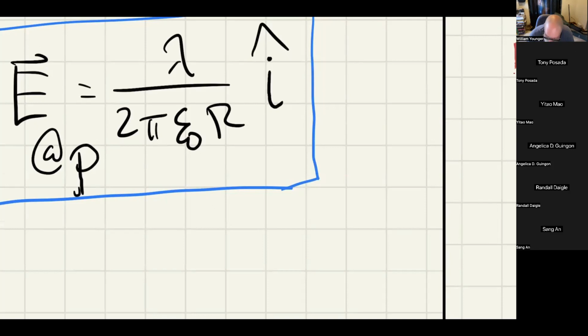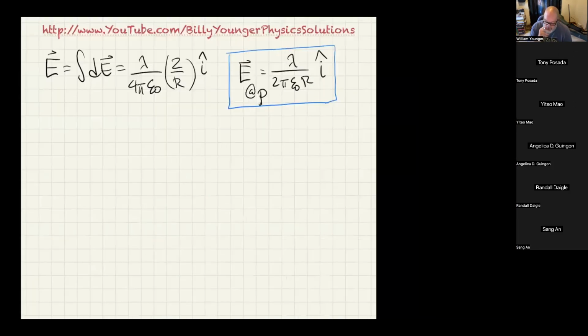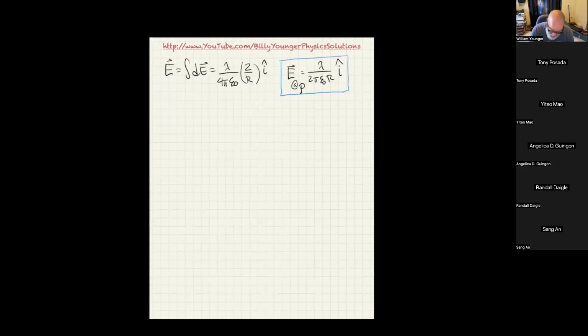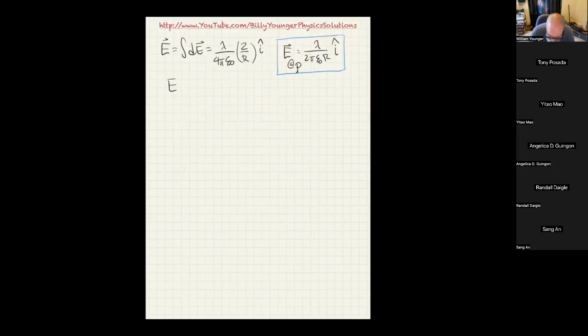So this i hat should point radially away from the y-axis at all points in space. So it might be even more correct to say that the electric field is equal to lambda over 2 pi epsilon naught R, r hat, where r hat is just a vector that points radially outward. For instance, if you looked at your coordinate system like this, that's your y-axis.